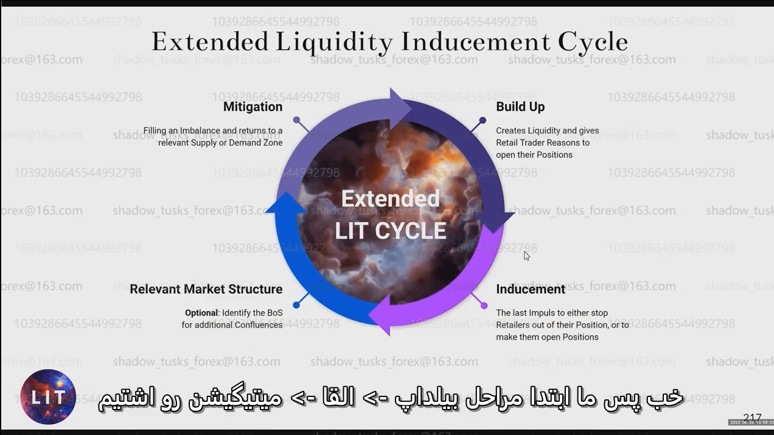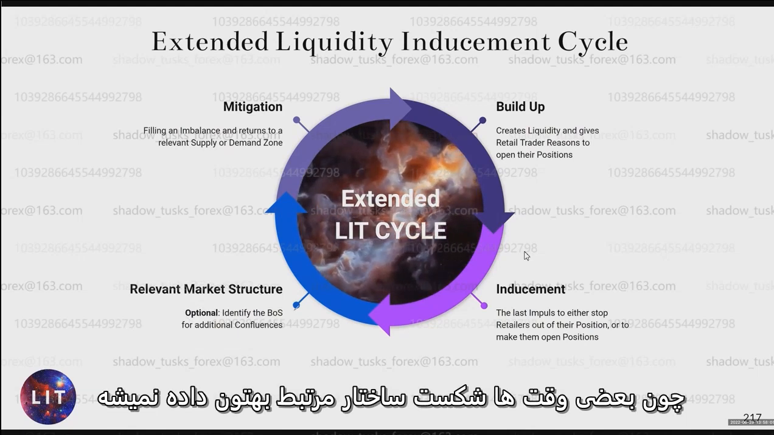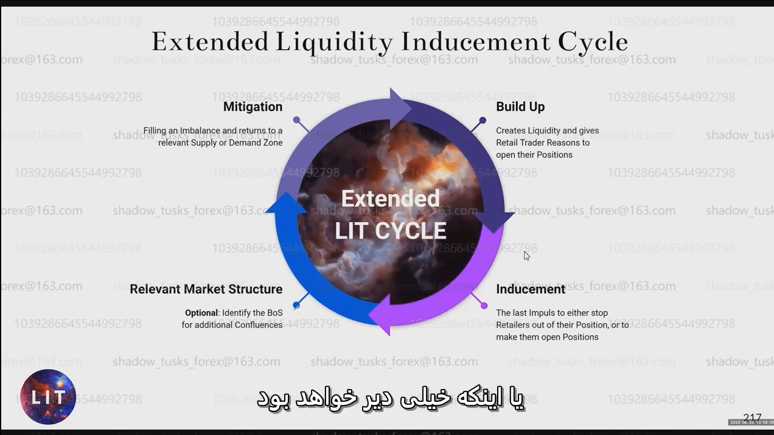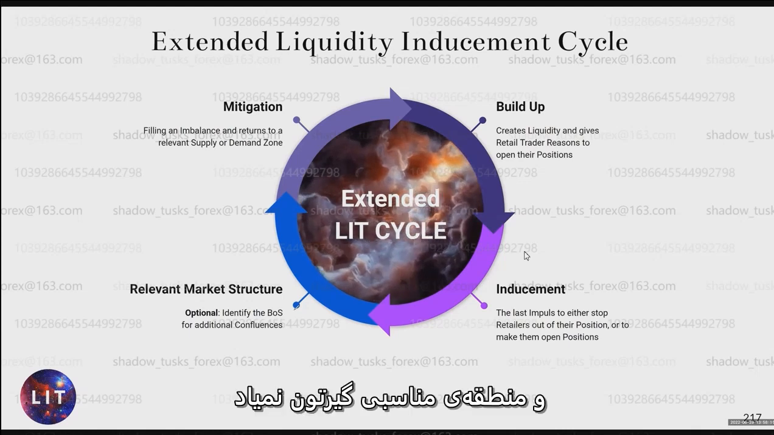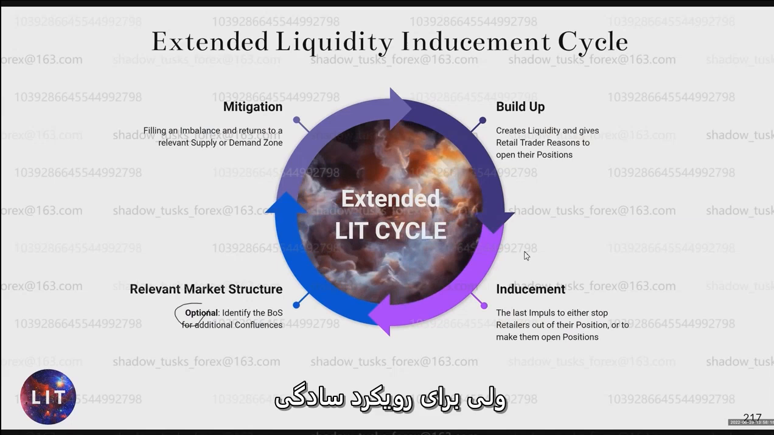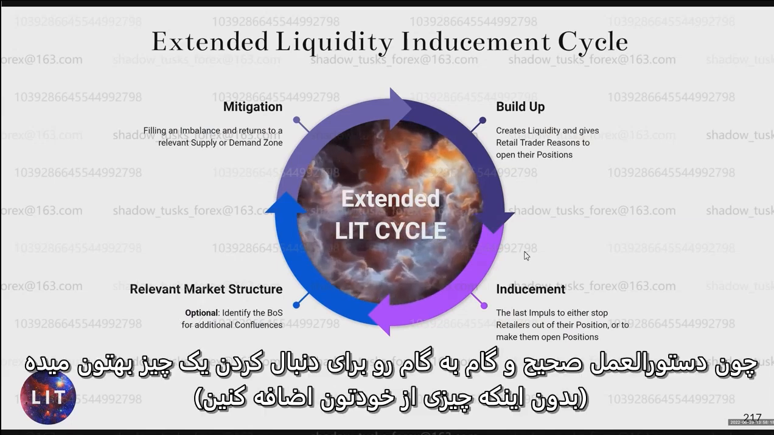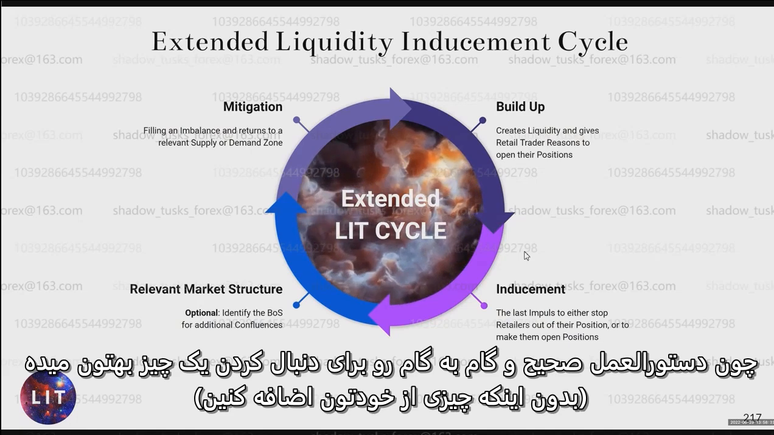That's why we had the first build-up, inducement, and mitigation stages, right? Because sometimes you just don't get a relevant break of market structure, or it will be very late and you don't get a proper zone. So that will always be optional. But for the simplicity approach, you should look for it because it gives you the proper step-by-step guidance to follow something without making anything up.